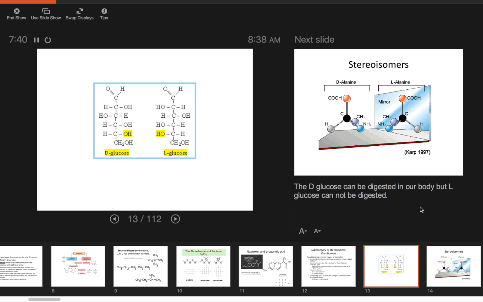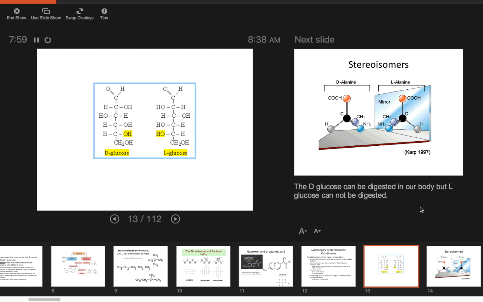Okay, so in this diagram, this is showing the sugars, the D glucose and the L, so the left and right-handedness of these two molecules. Yeah, so it's the D that's digested in our body and the L that's not. But they both still taste sweet. It's just that you can't digest the one on the right.